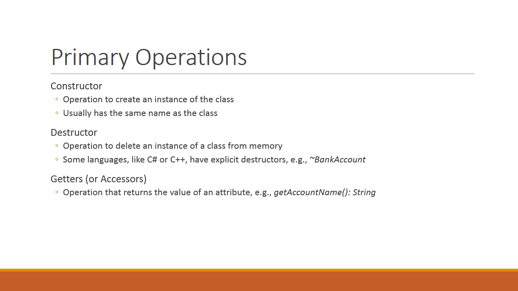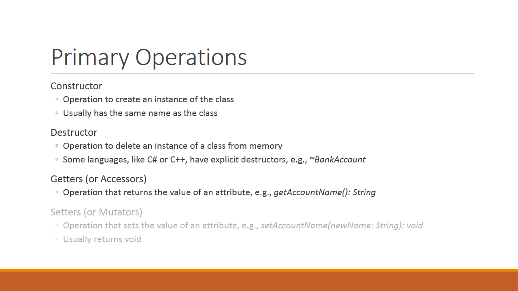We have getters, which are also called accessors. Those are operations that simply return the value of an attribute. So for example, get account name. And then you have setters, also called mutators. These are operations that set the value of an attribute. So for example, set account name. Setters and mutators usually return void.